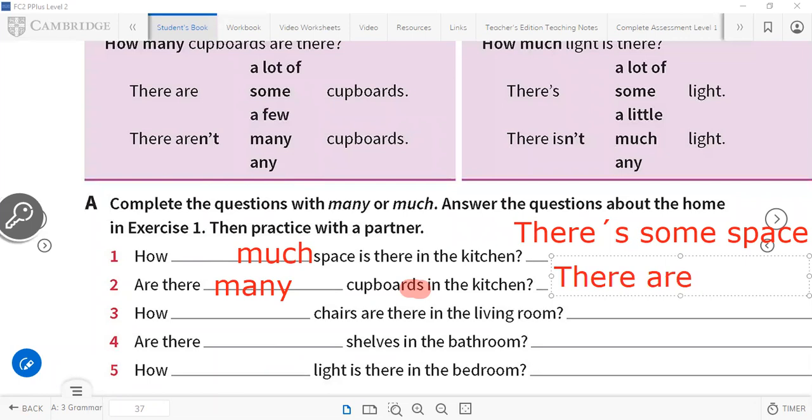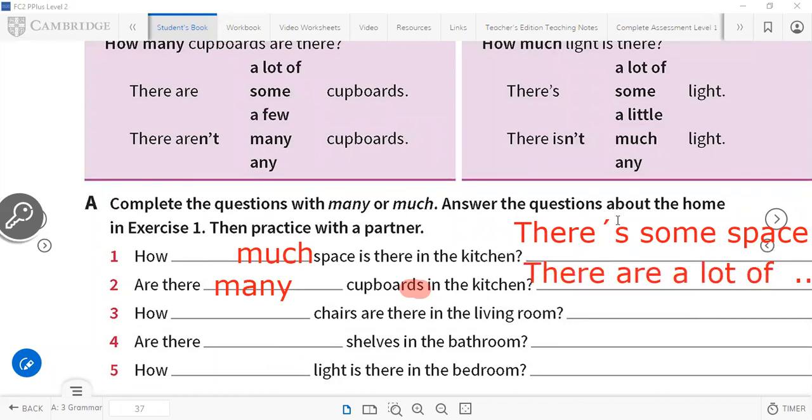Okay, so we can say now there are a lot of keywords, and then you complete here. We have so much. Well, we have a lot of space. So you complete here.